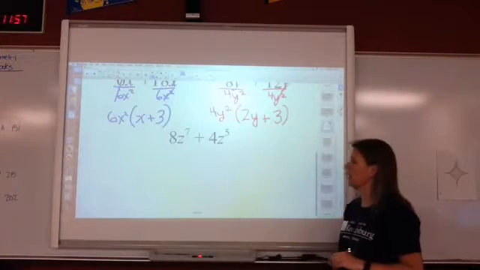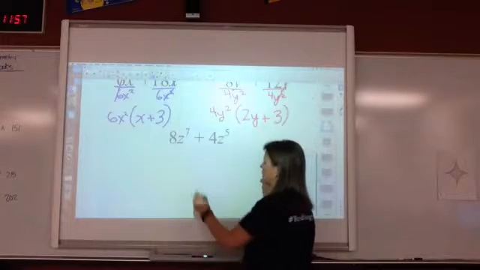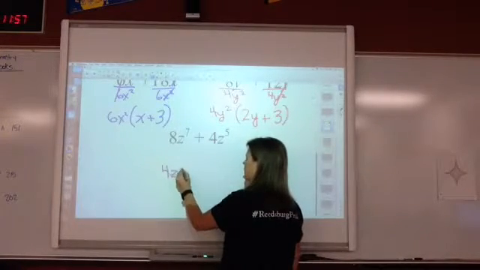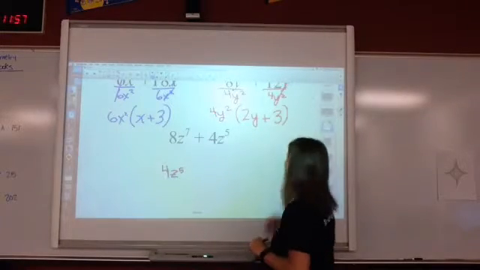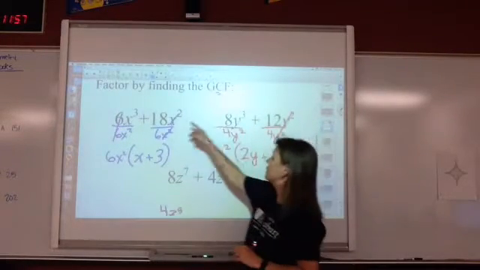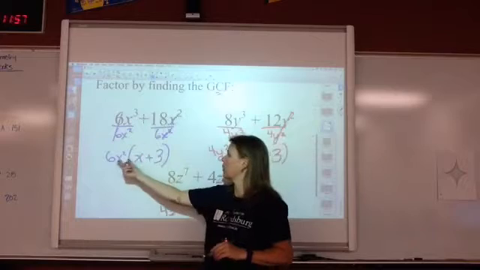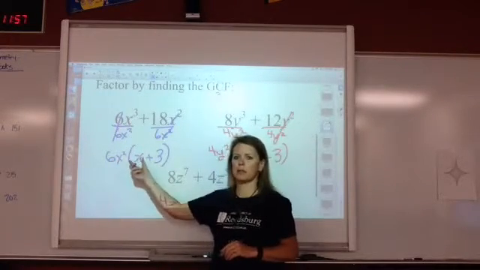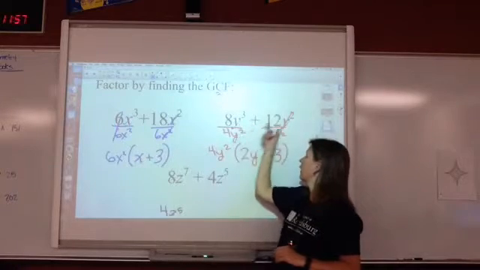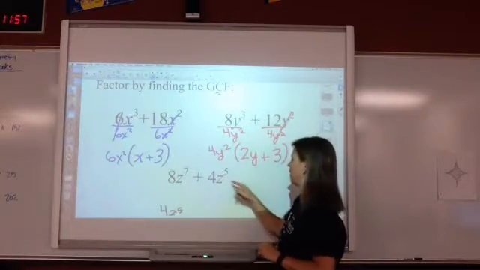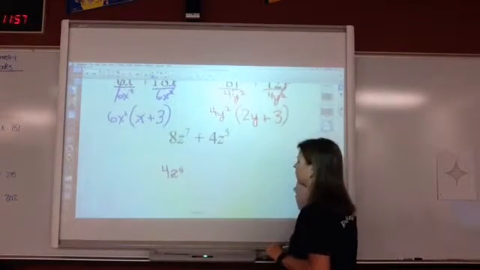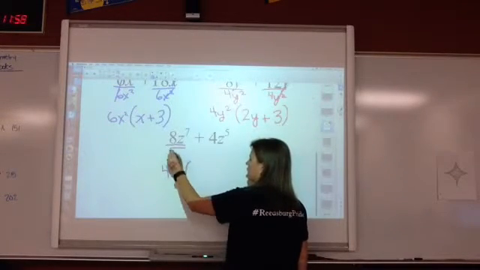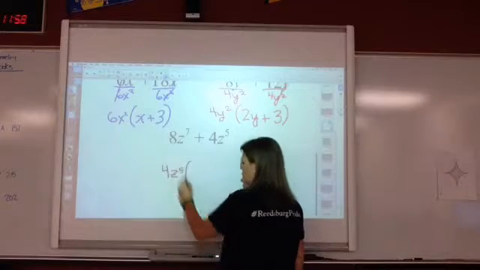And the last one with 8z to the 7th plus 4z to the 5th. Greatest common factor is 4z to the 5th. Notice, commonality. You've always taken the smallest exponent as the greatest common factor. The least amount of exponents is the greatest common factor. So we're going to take 5 of those z's. Divide by 4z to the 5th on both of them.